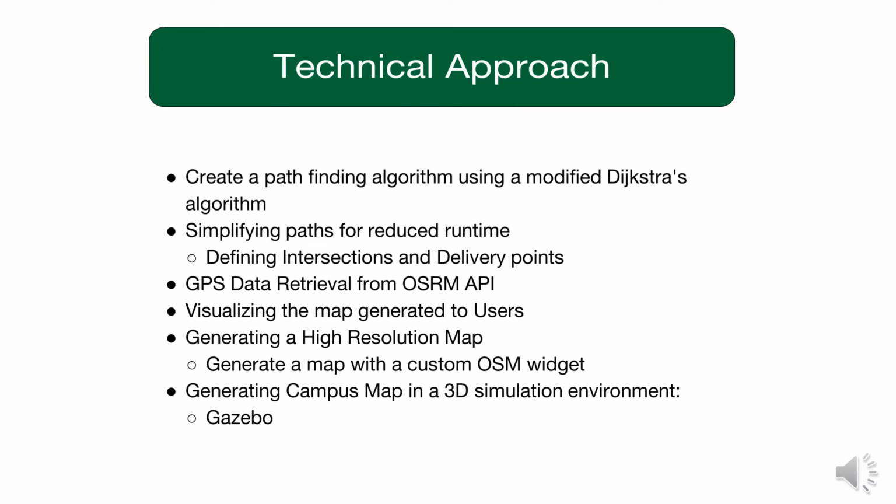Our technical approach was to use a modified Dijkstra's as our pathfinding algorithm. We created a node abstraction to reduce our runtime, which required us to define intersections and delivery points. We then gathered GPS data from the OSRM API. Afterwards, we developed a visualization which used a combination of both a high-resolution map and a 3D environment.